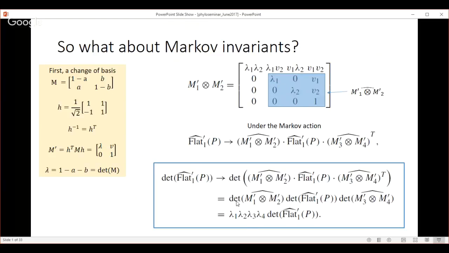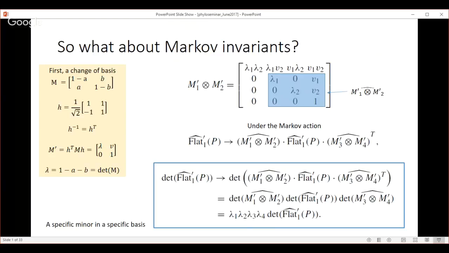So out of this term on the left, I'm going to get my lambda 1, lambda 2. And this term on the right, I'm going to get my lambda 3, lambda 4. And so you can basically see what's going to happen when I apply the Markov action. This determinant isn't going to change, but it's going to get scaled by lambda 1 times lambda 2 times lambda 3 times lambda 4. So this is a Markov invariant.